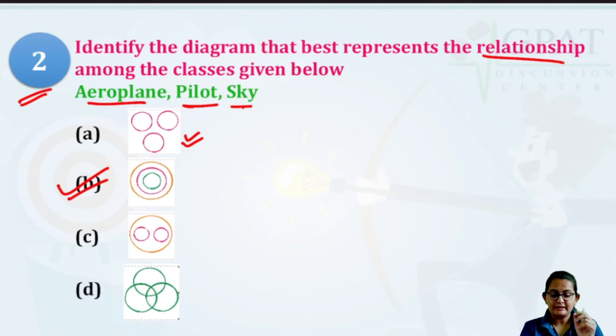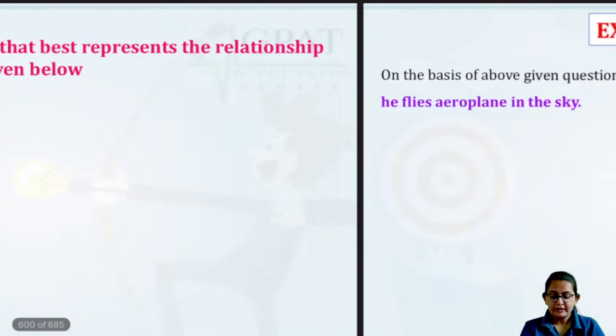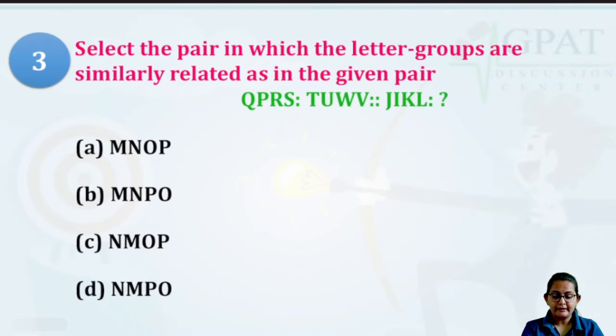Okay, so option B is the correct one. So you can see this is the particular Venn diagram for the option given. Then next is: select the pair in which the latter groups are similarly related.